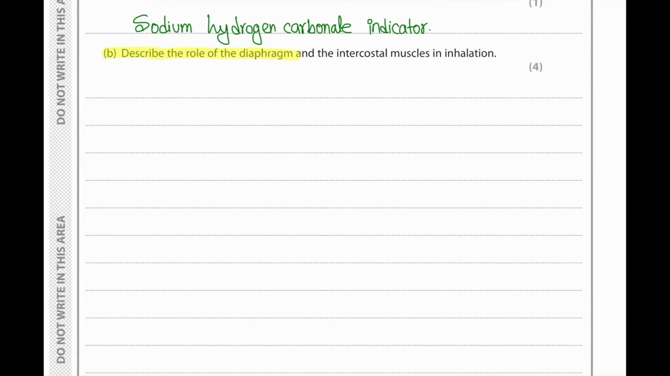Part B. Describe the role of the diaphragm and the intercostal muscles in inhalation. During inhalation, the diaphragm contracts, which causes the diaphragm to become flattened and move down. And the external intercostal muscles also contract, which causes the rib cage to be raised up and move out. This results in increased volume of the chest cavity. As a result, the pressure inside the chest cavity decreases, and this draws air into the lungs.